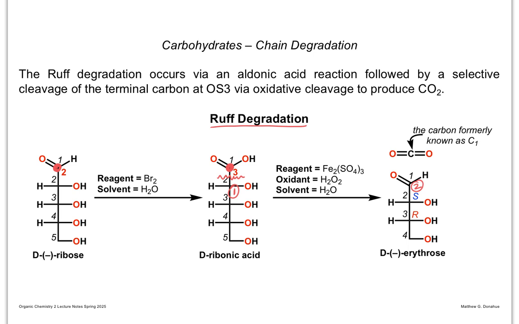So Kiliani-Fischer will add a carbon, the Ruff degradation takes one away. And again, notice through that second step, the stereochemical information here at that alcohol is destroyed because that now is an aldehyde. But the other two centers, they remain the same. So nothing happens to them.